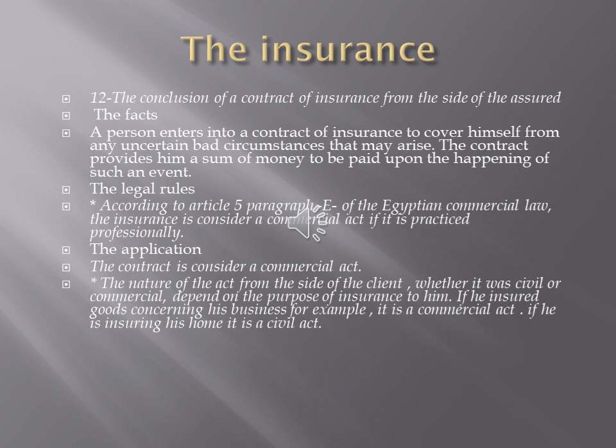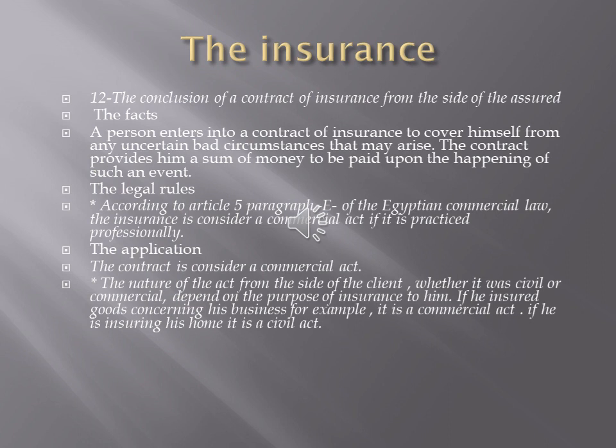From the side of the client or the assured party, we will distinguish between whether the assured party was a person related to the civil law or was a merchant. If the assured party was a merchant and the contract of insurance was made for the purpose of his commercial transaction, the contract will be commercial from both sides.